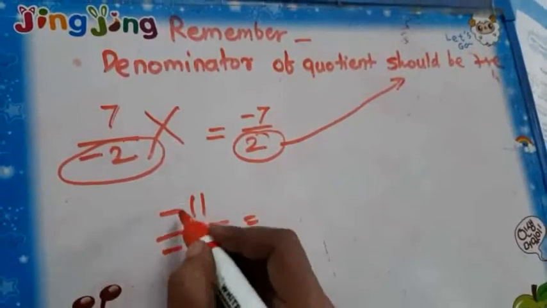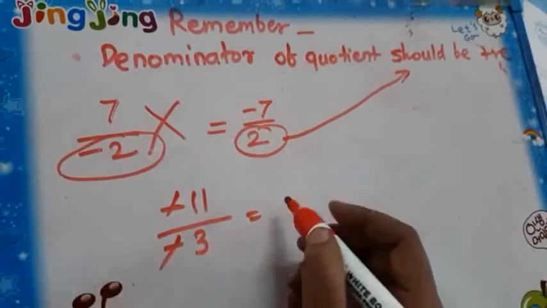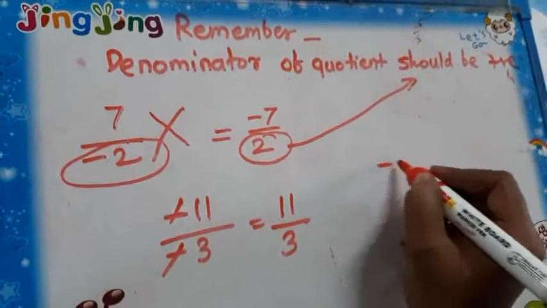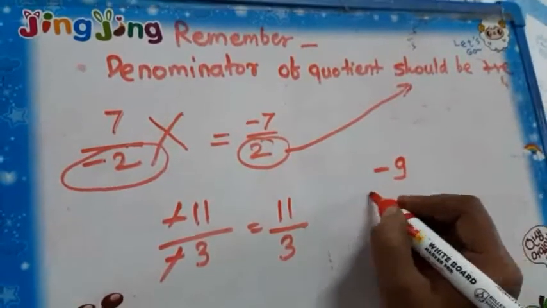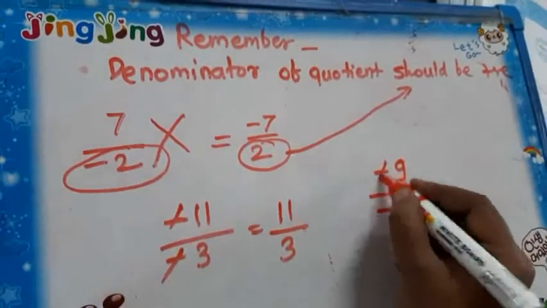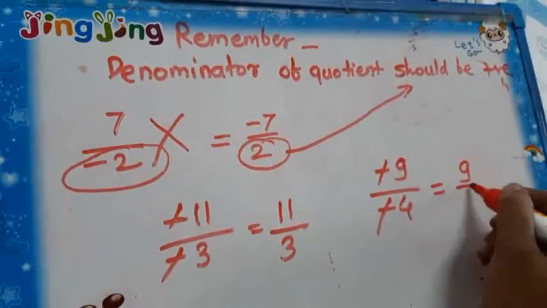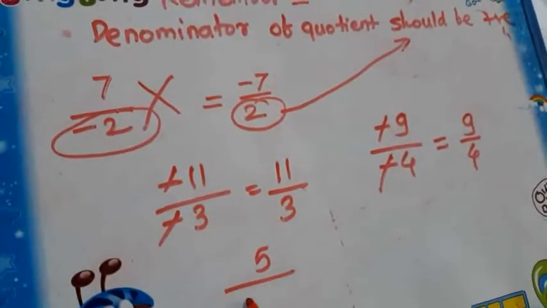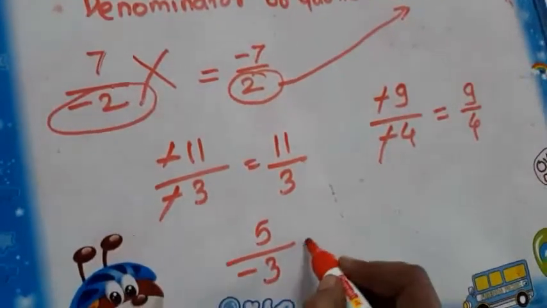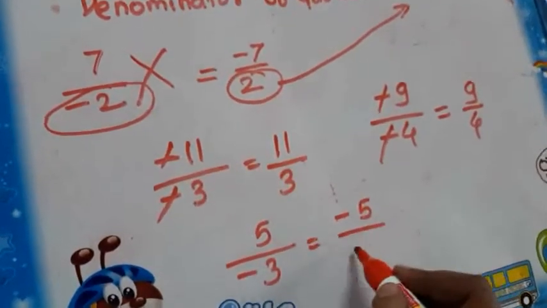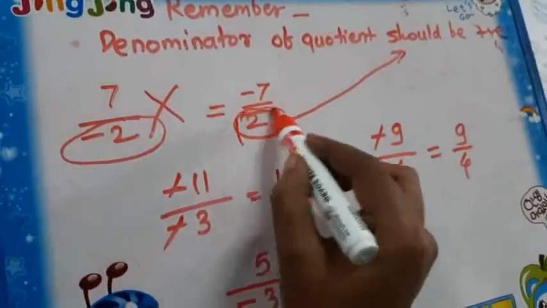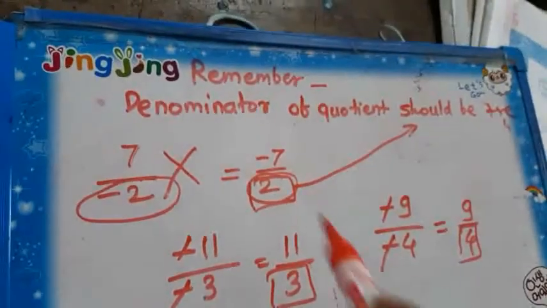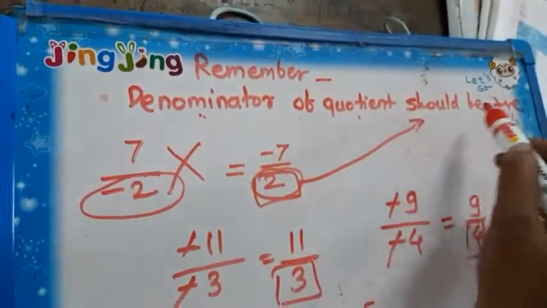Again, suppose minus 11 divided by minus 3. Here as the minus sign is present in both, it will get cancelled. It will be 11 by 3. Suppose minus 9 divided by minus 4. Here also the negative gets cancelled: 9 by 4. Next, suppose 5 divided by minus 3. It can be written as minus 5 divided by 3. Just check that everywhere the denominator is positive. So we have to remember that the denominator of the quotient should be positive.